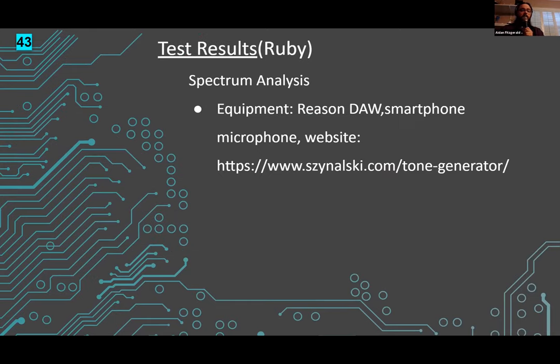I performed very similar tests with the Ruby amp. To be socially distant and safe, David would record the various tests I needed from him on his phone, and then would send me the MP3s to analyze through the software.